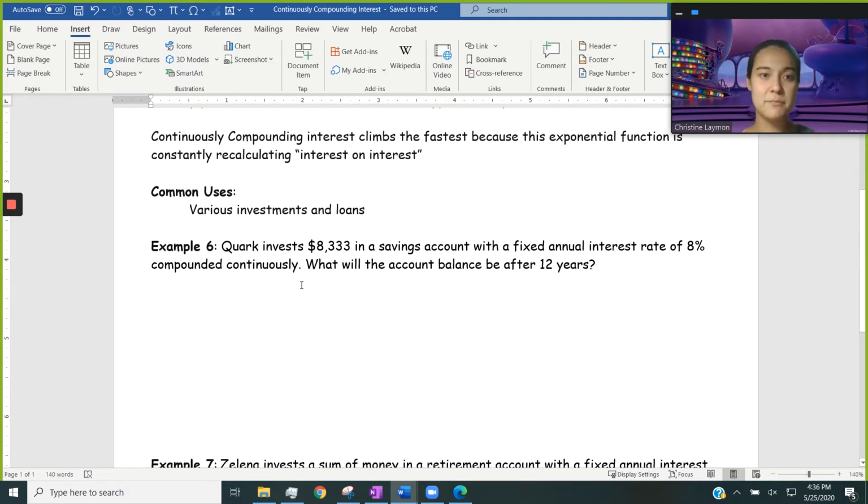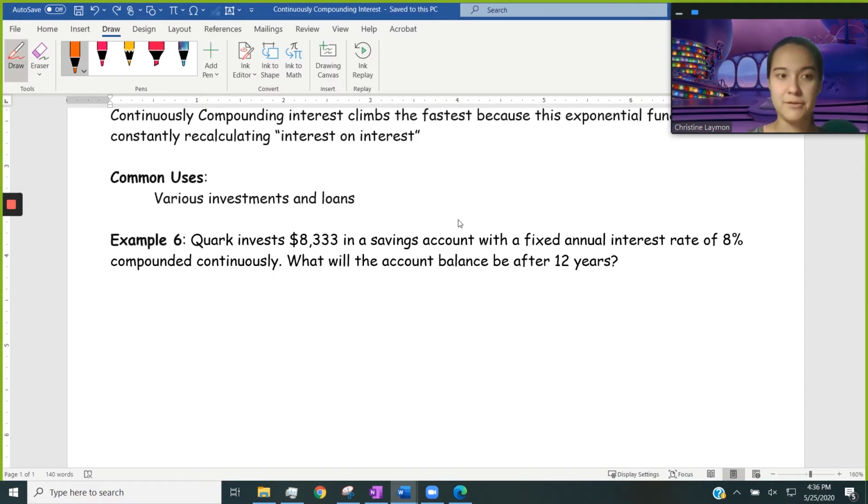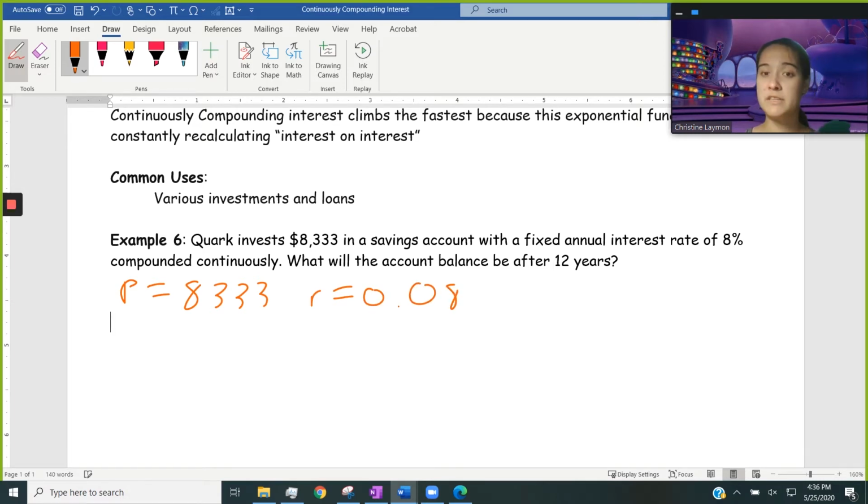In example 6, Quark invests $8,333 in a savings account with a fixed annual interest rate of 8%, and it's going to be compounded continuously. What will the account balance be after 12 years? Let's go ahead and break this down. We have the principal, P equals 8333. We know the interest rate, 8%, so 0.08. And we know that the time is 12 years. And because of the phrase compounded continuously, we are going to use e.